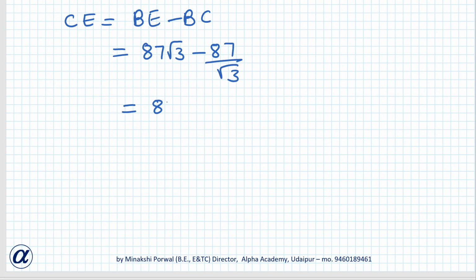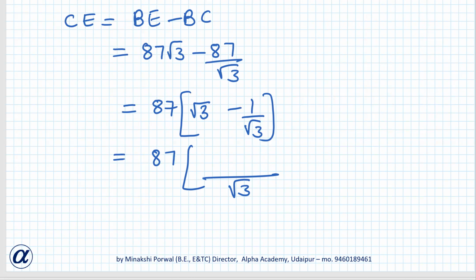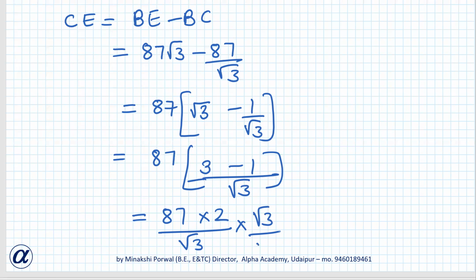So we can take 87 outside first of all, and when we take the LCM, it is root 3. So this becomes root 3 into root 3, 3. Or I'll rewrite the first step. Then I'll take 87 outside. Taking LCM, root 3 is the LCM. Root 3 into root 3 is 3, minus 1. So 87 into 2 upon root 3. And again rationalizing, multiplying by root 3 in numerator and denominator. Root 3 into root 3 will become 3. Cutting it, 3 2s are 6, 27 9. So that is equal to 58 root 3 meters. This is the answer.